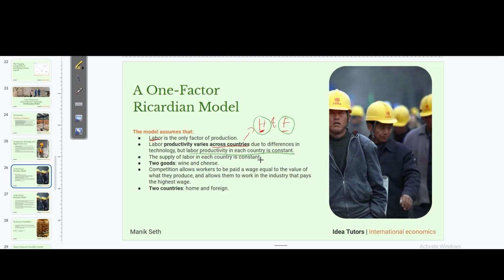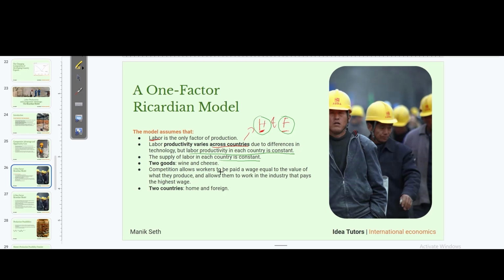Then we are assuming two goods are there, wine and cheese, and we are also assuming the supply of labor in each country is constant. So whatever labor is there at a particular time is constant. Labor also cannot move across countries. Whatever labor they have at a particular time, it is constant.